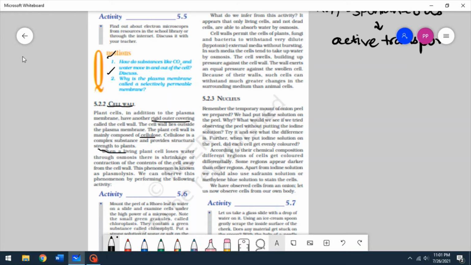Alright, that's the function of cell wall. It provides strength also. Alright, so when a living plant cell loses water through osmosis, this is exosmosis. I need you to keep saying it out loud, whenever you come across terms like this. Alright, so that will help you remember better. Exosmosis, that's what they're talking about here.